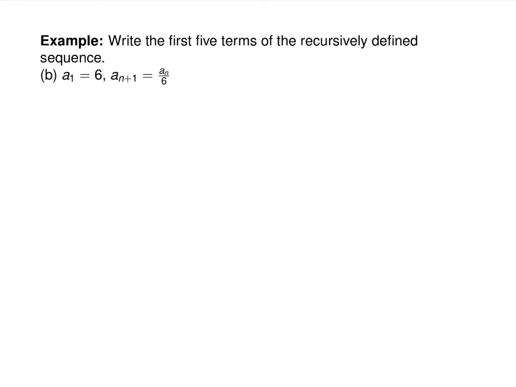Here's another less famous example. This is just a goofy one. So the first term is 6. Now this says that the next term is found by taking the previous term divided by 6. So a2 will equal a1 over 6, which is 6 over 6, or 1. So first term is 6, second term is 1.